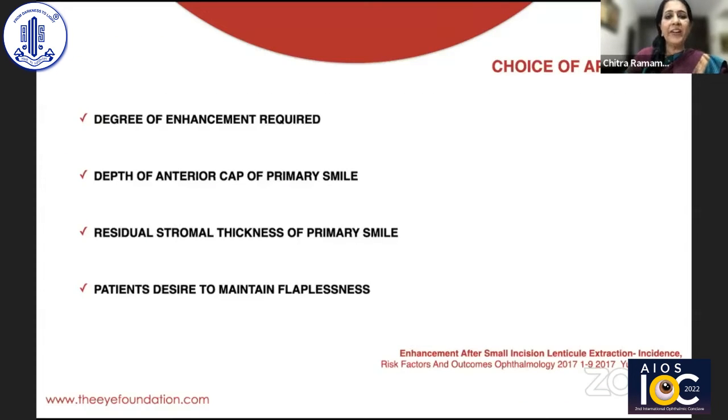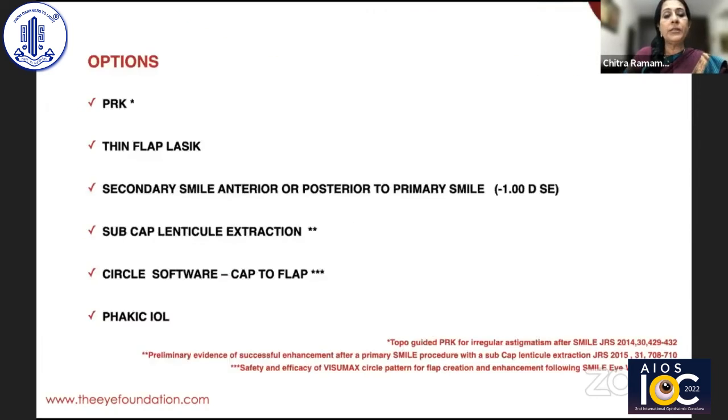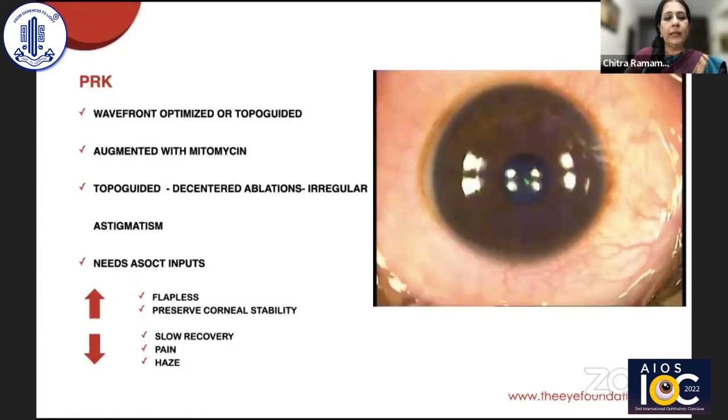SMILE, I feel it's a bit redundant to discuss after the way Ritika had spoken, but more for completion. We could look at enhancement, depending on the flap thickness, cap thickness, the stromal bed thickness, and also keep in mind whether the patient desires to remain flapless. And if the patient desires to remain flapless, PRK makes sense, because anyway, all that we are doing in regression is treating small residual errors. Of course, a thin flap LASIK, if your original cap has been thick, is possible. And of course, doing a primary SMILE, anterior or posterior. And CIRCLE software makes true sense if you are wanting to treat regression beyond PRK, and of course, phakic IOLs.